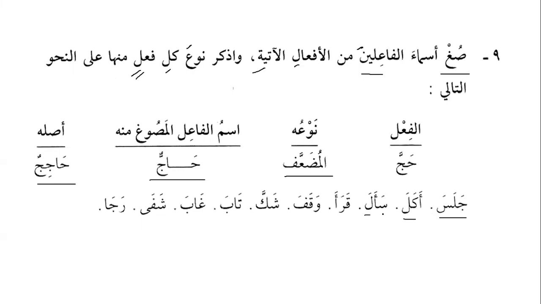All right. Then we have sa'ala. It is also mahmuz, but this is mahmuz al-ayn, yes. And ism al-fa'il will be sa'ilun. Then we have qara'a, and naw'uhu mahmuz al-lam. Okay, and ism al-fa'il minhu? Qari'un, excellent.